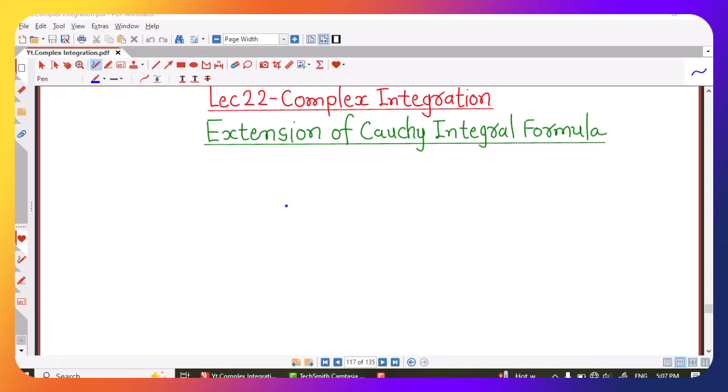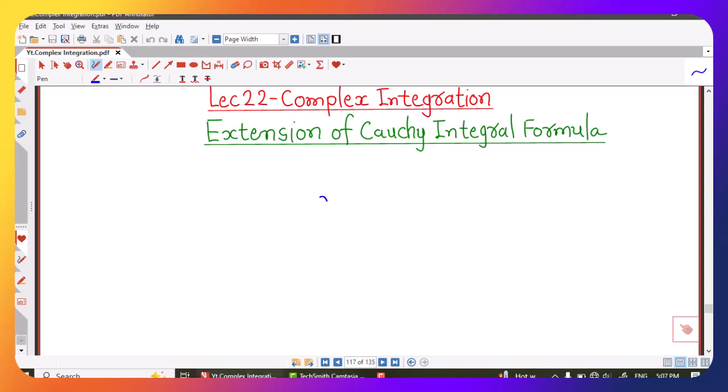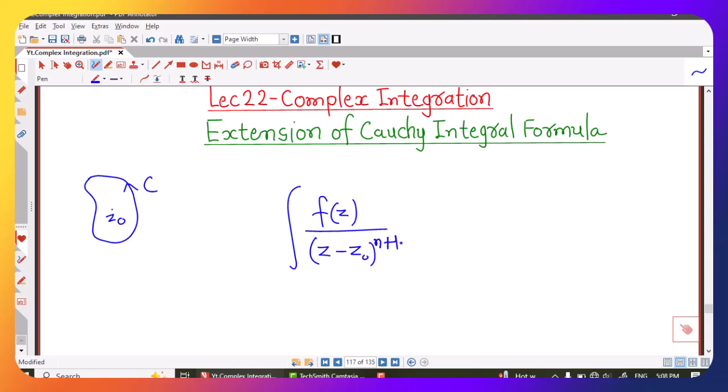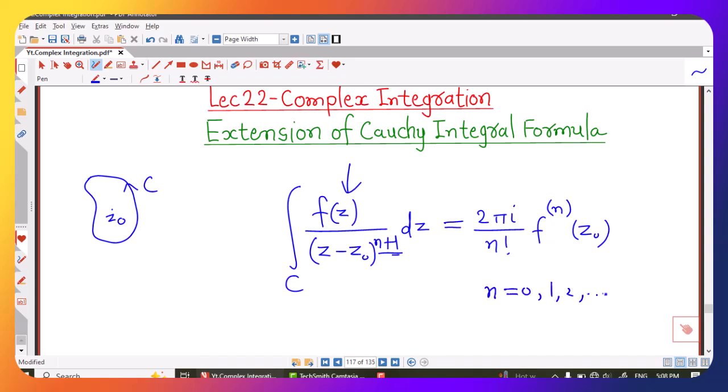In lecture number 21 we have seen that if we have a function f of z which is analytic everywhere inside and on some simple closed contour denoted by capital C, and if z0 is any point which is interior to this simple closed contour, then integral of f of z divided by (z minus z0) to the power n plus 1 with respect to z along this contour is given by 2 pi i divided by n factorial times the nth derivative of f of z at point z0, and this is true for n equal to 0, 1, 2 and so on.